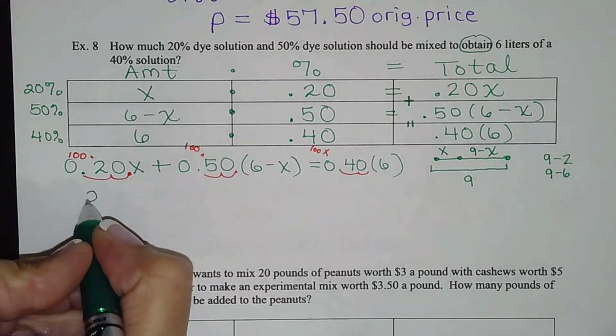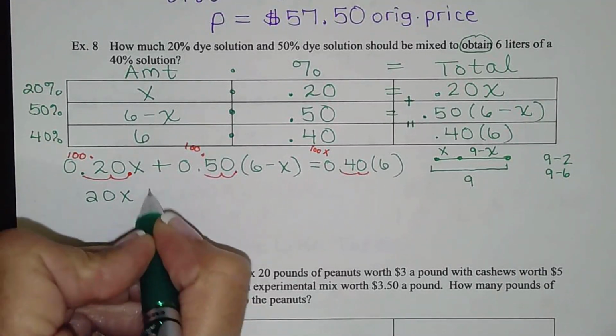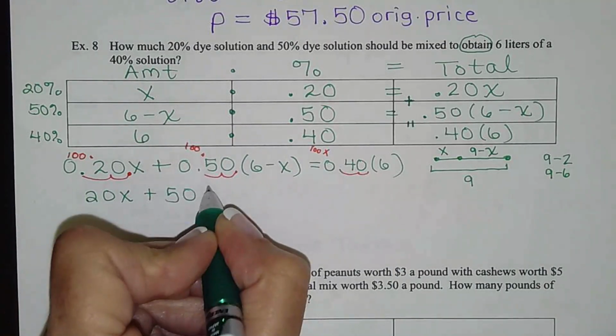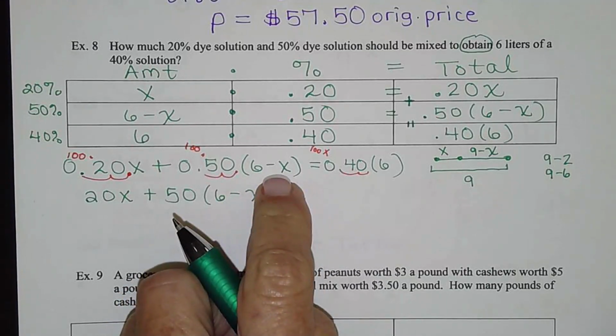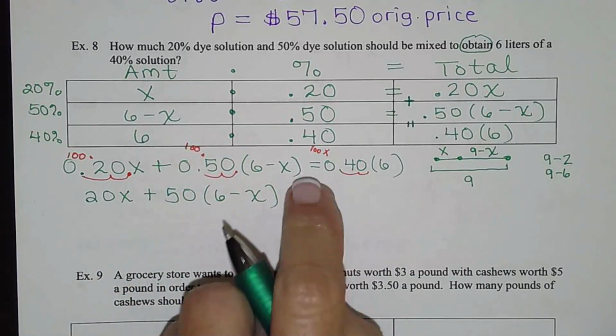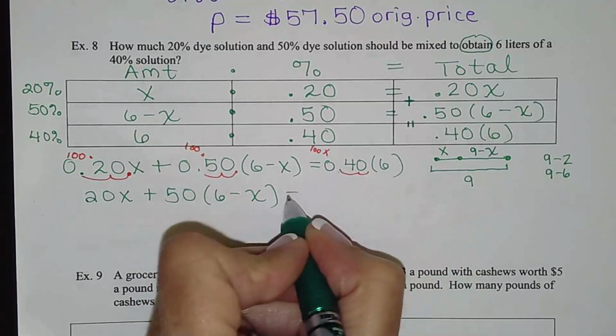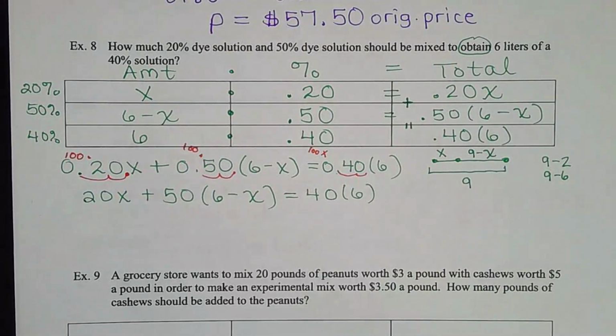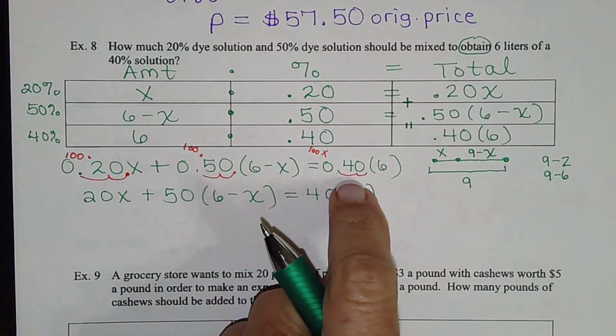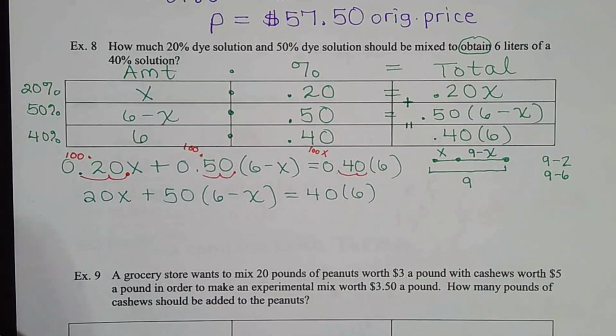So then we get 20x plus 50 times 6 minus x. And remember how we never go inside parentheses with the multiplication. Same thing. And this turns into 40 times 6. So that's not a bad looking equation there. That one, a little bit scary looking. This one, piece of cake. Do a little distributing, combine like terms, solve for x.